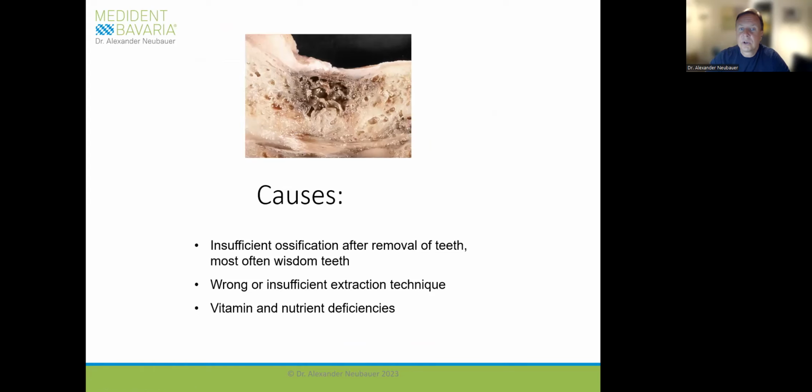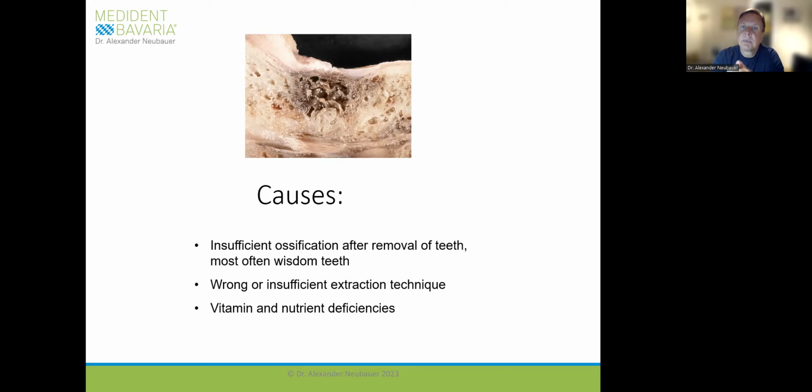So what are the causes for cavitation? As you remember, when the tooth is extracted, we have a hole, and in the case of cavitations, the hole does not fill with new bone. So we call it, in medical terms, an insufficient ossification, so new bone building after removal of teeth.